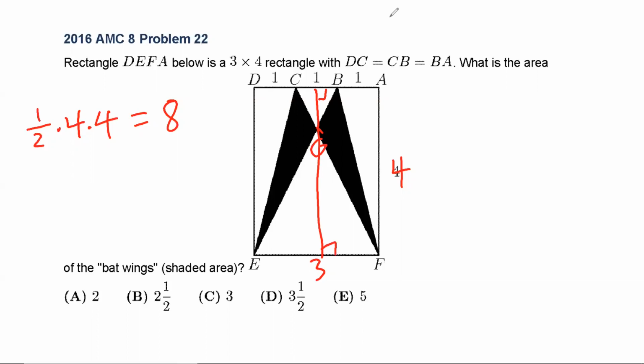Okay, so the more important thing here is that the bottom height is going to be triple the top height. Since the whole height must be 4, the bottom height must be 3, and the top height must be 1. So if we take 8 and subtract the 2 white triangles, 1/2 times a base of 3 times the height of 3, minus 1/2 times a base of 1 times the height of 1, you'll get C, which is 3.